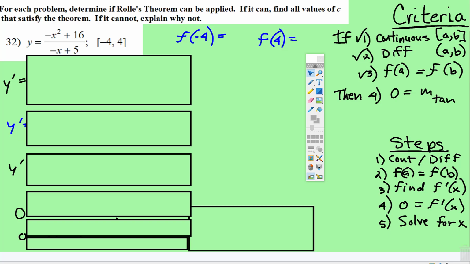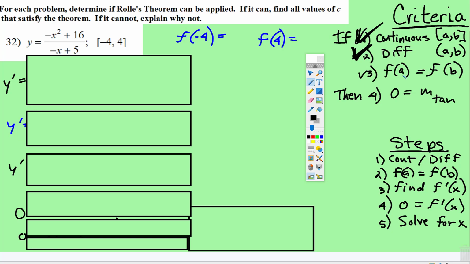Okay, now we're going to take a rational function that doesn't automatically work and go through the entire process. First, you have to check to see if it's continuous. So positive 5, because the opposite of 5, plus 5 would zero out. So positive 5 is not in the domain, so we know that that will work, and since that works, it will be differentiable. If it's continuous on that domain, it will be differentiable.